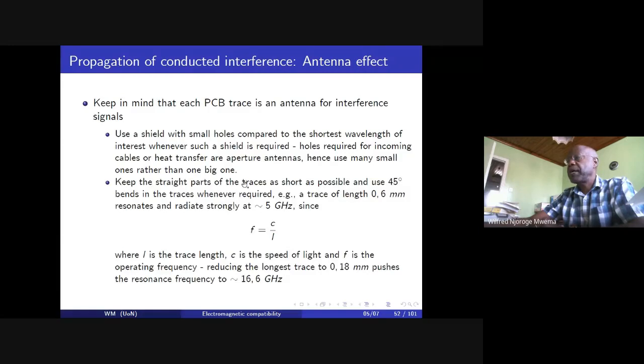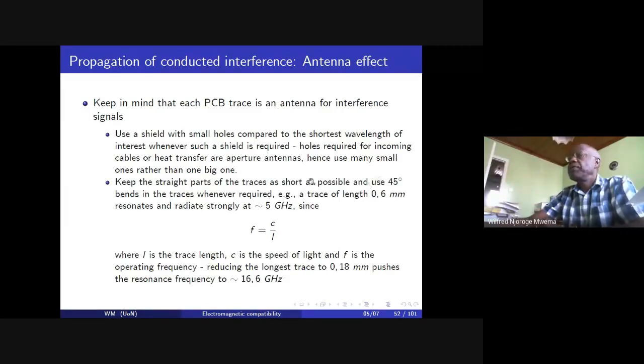So keep the straight parts of the traces as short as possible. That is, if the traces are straight, they'll form a dipole. And therefore, if we make them as short as possible, then the wavelength at which that straight portion of the line will radiate efficiently will be very, very short, and therefore may be outside the range we are dealing with, in which we don't want to have interference.